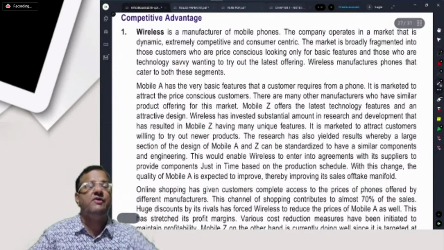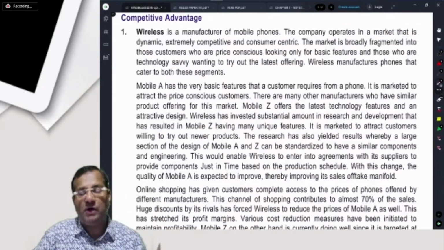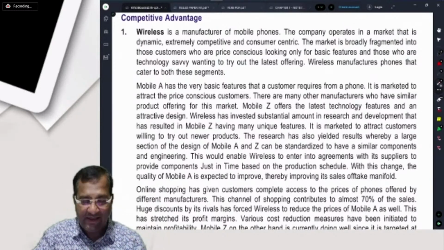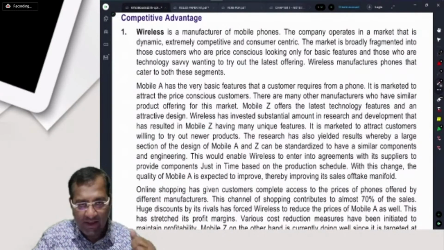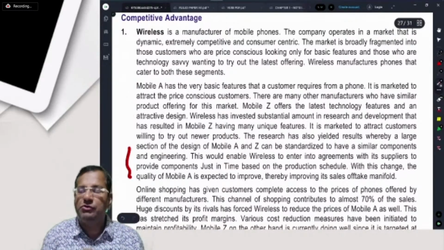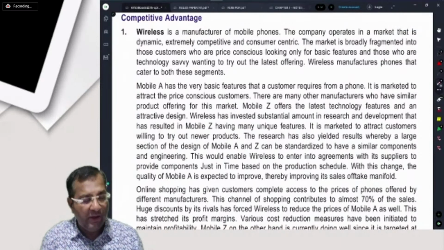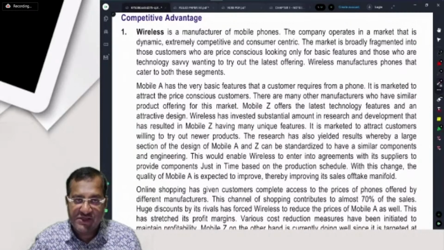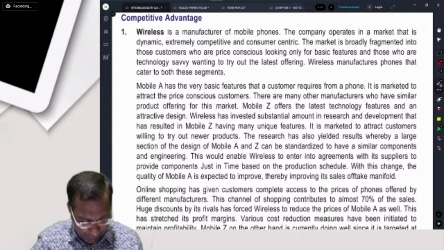Not only are we manufacturing for those customers who are price conscious, but also for those customers who want the latest in technology, latest in quality. So this is the most important parameter. This will guide you for the requirement part. Number one, which strategy is the company following for mobile A and which strategy is the company following for mobile B?